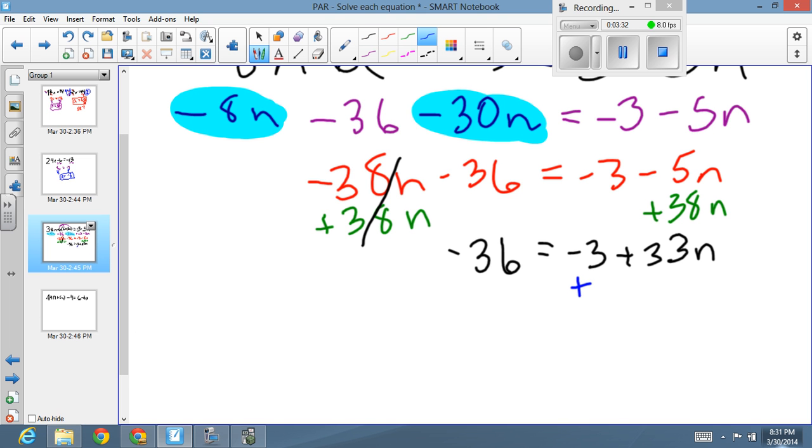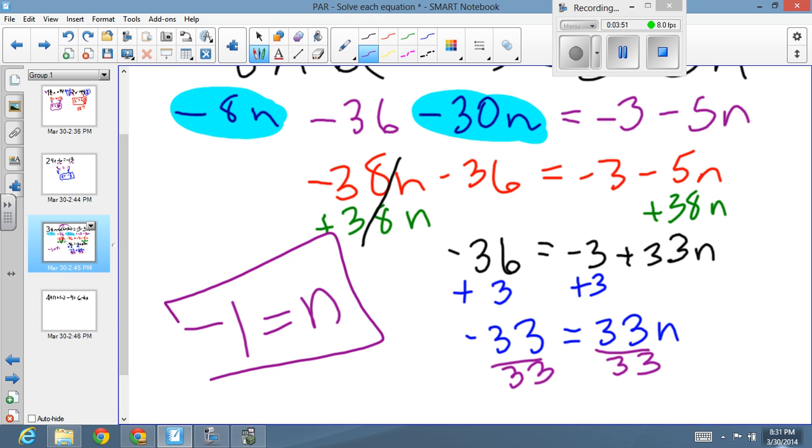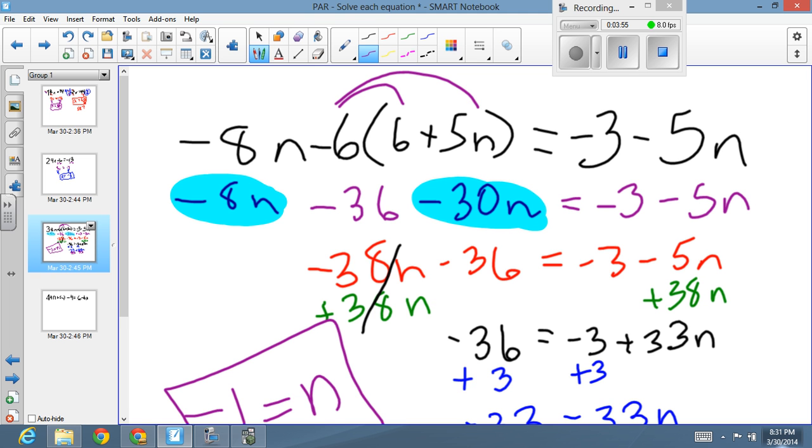Here I would add 3. That's a -33 equals 33n. I'm dividing by 33 to get that n by itself. A positive divided by a negative is a negative. And -1 is my answer. I throw that back in to check and make sure that it works. Make sure you do that step.